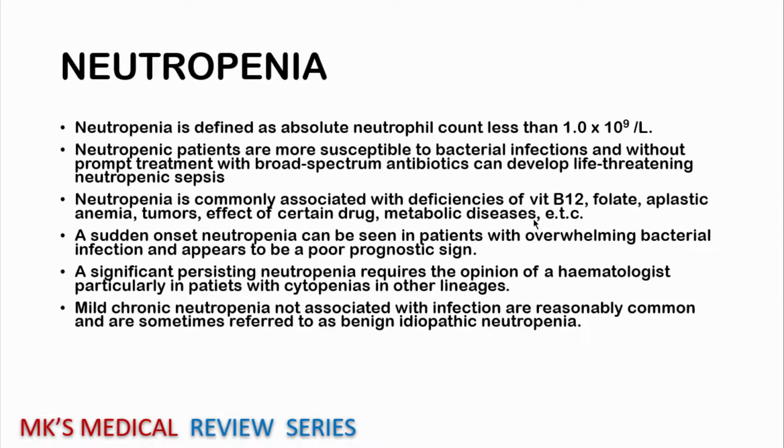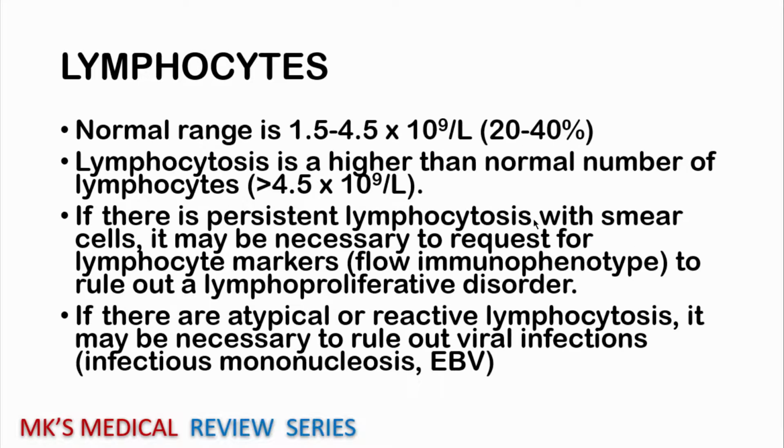And if you have this significant persisting neutropenia, that is going to be requiring a second opinion from a hematologist, especially in patients that have other cytopenias in other lineages. So mild chronic neutropenia is not going to be associated with infection, and is reasonably common, and you can actually refer to these as benign idiopathic neutropenia.